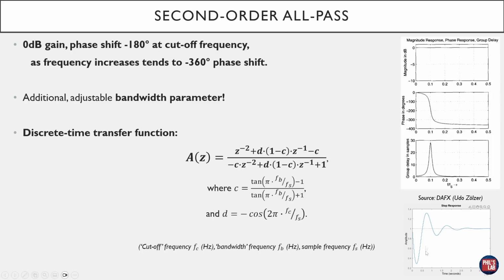On the bottom right-hand side, I've plotted a step response of one of these filters, and again, this is a non-minimum phase system. Initially I'm applying a positive going step, but the initial output transient actually goes opposite to that direction before it goes up and then settles at 1. So a non-minimum phase system.